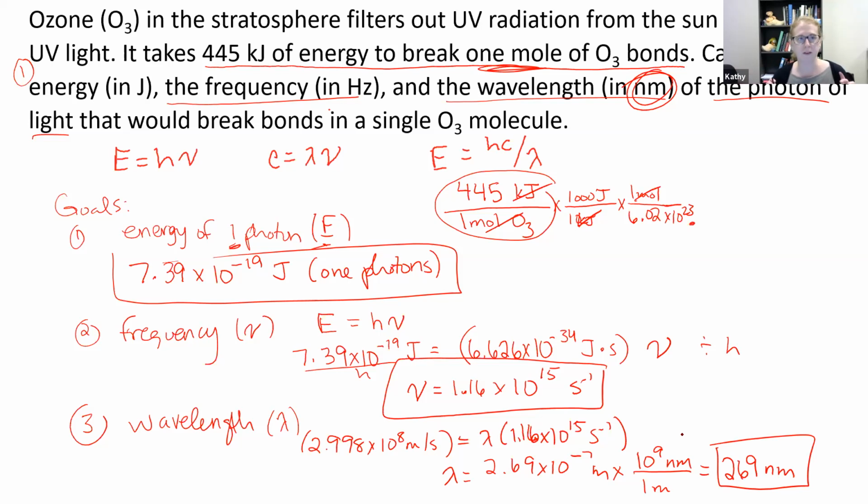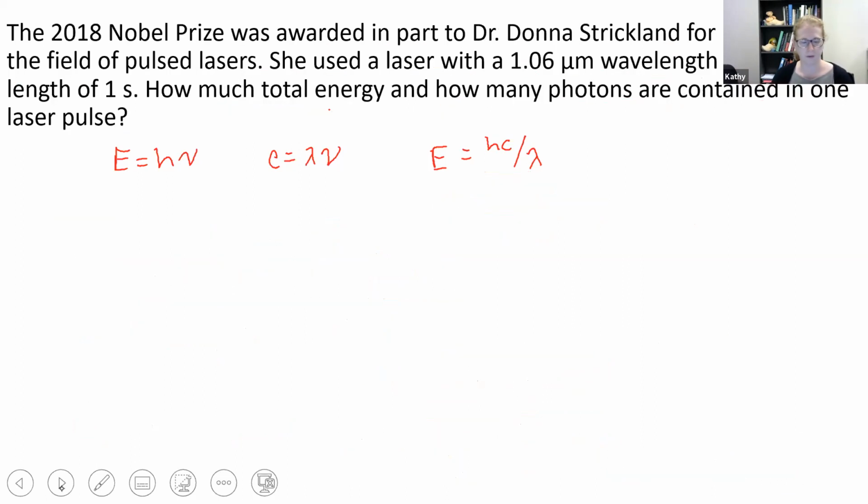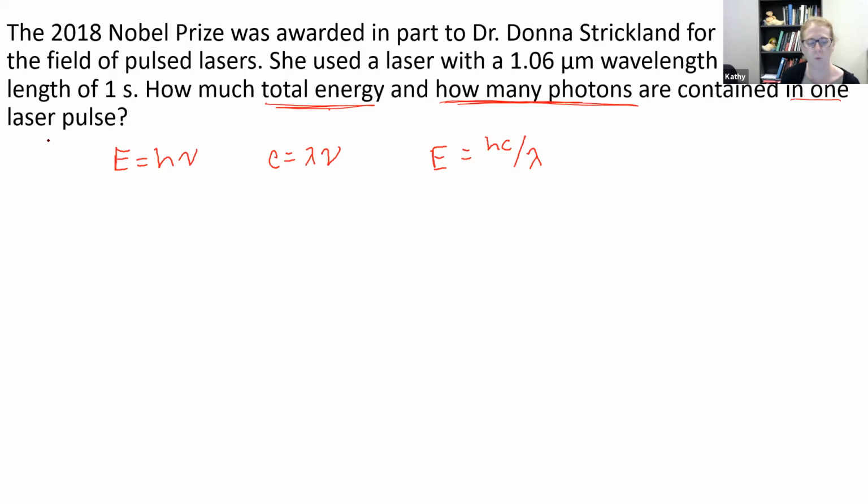So this is one fiddly story problem, right? Find the information, figure out where it goes in the equations. Let's take a look at another story problem. This one, it looks like we are being asked to get the total energy and the total number of photons in one laser pulse, right?